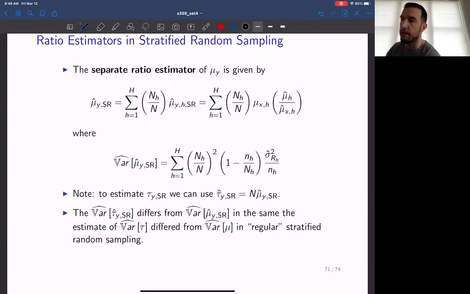So mu hat y SR is a direct extension of mu hat y r, or mu hat ratio, or mu tilde ratio, that we studied earlier in this lecture set. It's just weighted across the strata. And now we can see an equation that represents the combined variance across all of the strata for the population mean estimator. The only difference here is that we have our SRS style form in this variance expression, but we're summing across the squared weights for each of the strata.